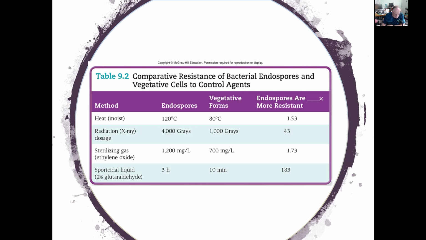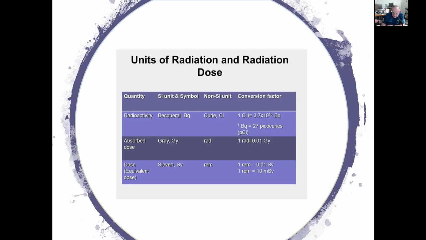So just to compare, let's look at the radiation just briefly here. The conversion factors: we have Curies, Becquerels, Grays, Rads, Rems, Sievert units. Radioactivity in itself is measured in a Curie. One Curie is 3.7 times 10 to the 10th Becquerels. I don't see people using Becquerels very much unless you're in research.